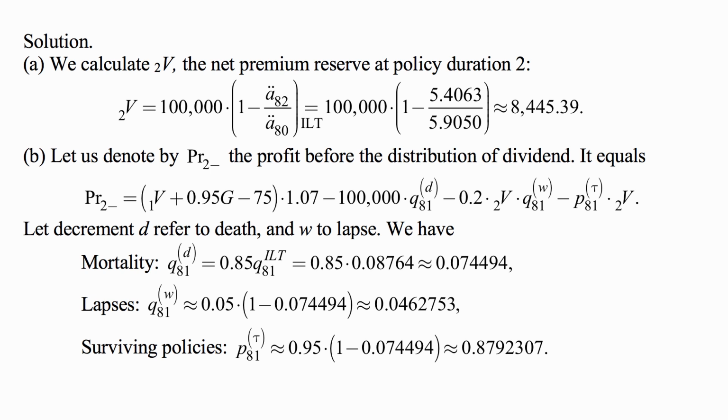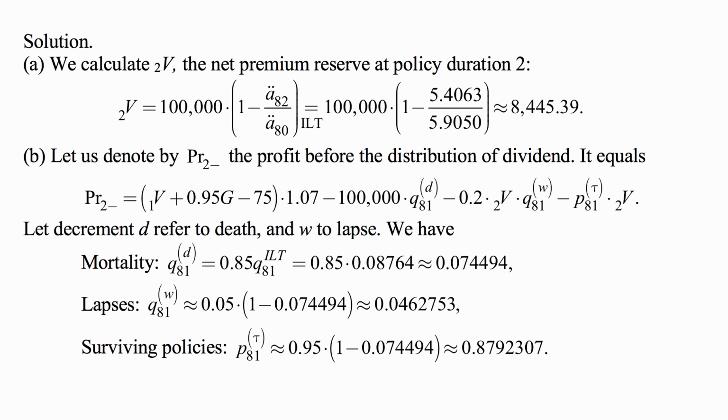For Part B, let us denote by PR2 minus the profit before the distribution of dividend. It equals the previous reserve at time 1 plus premium after expenses, all accumulated with interest earned on the funds, which is 7%, minus a payout of death benefit for those who die, and minus a payout to those who withdraw, which is 0.2 times the reserve at policy duration 2. And what remains for those who survive is the reserve at time 2.